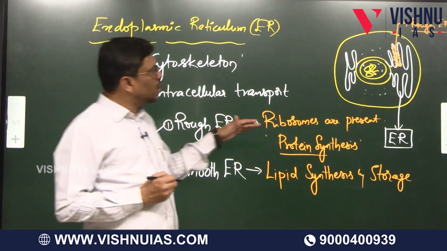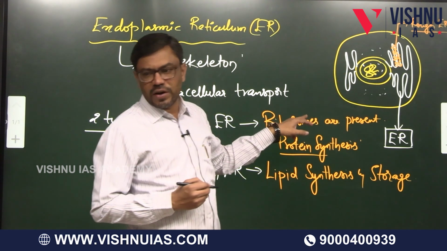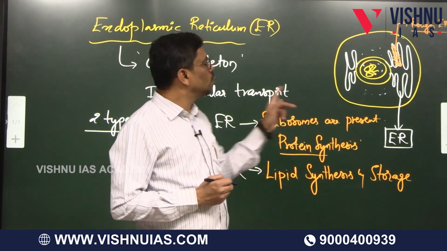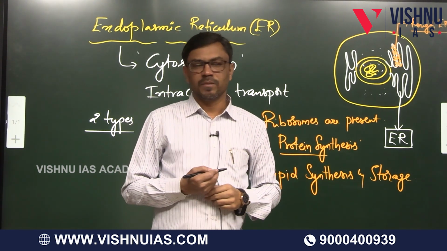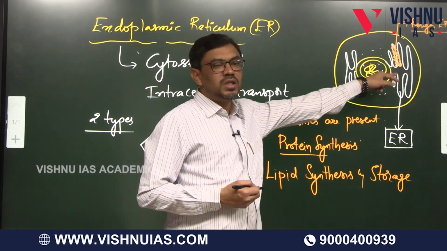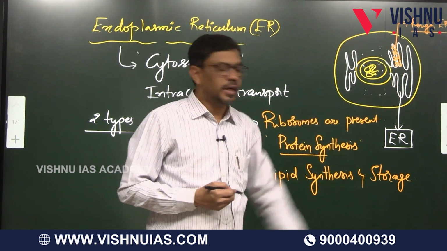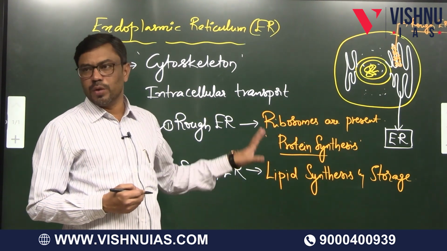Rough endoplasmic reticulum means ribosomes are located on its surface. The function of ribosomes is protein synthesis, so the function of rough endoplasmic reticulum is also protein synthesis. Smooth endoplasmic reticulum means ribosomes are absent, so the endoplasmic reticulum is plain, and it is called smooth. The function is lipid synthesis and storage. Just remember this one.